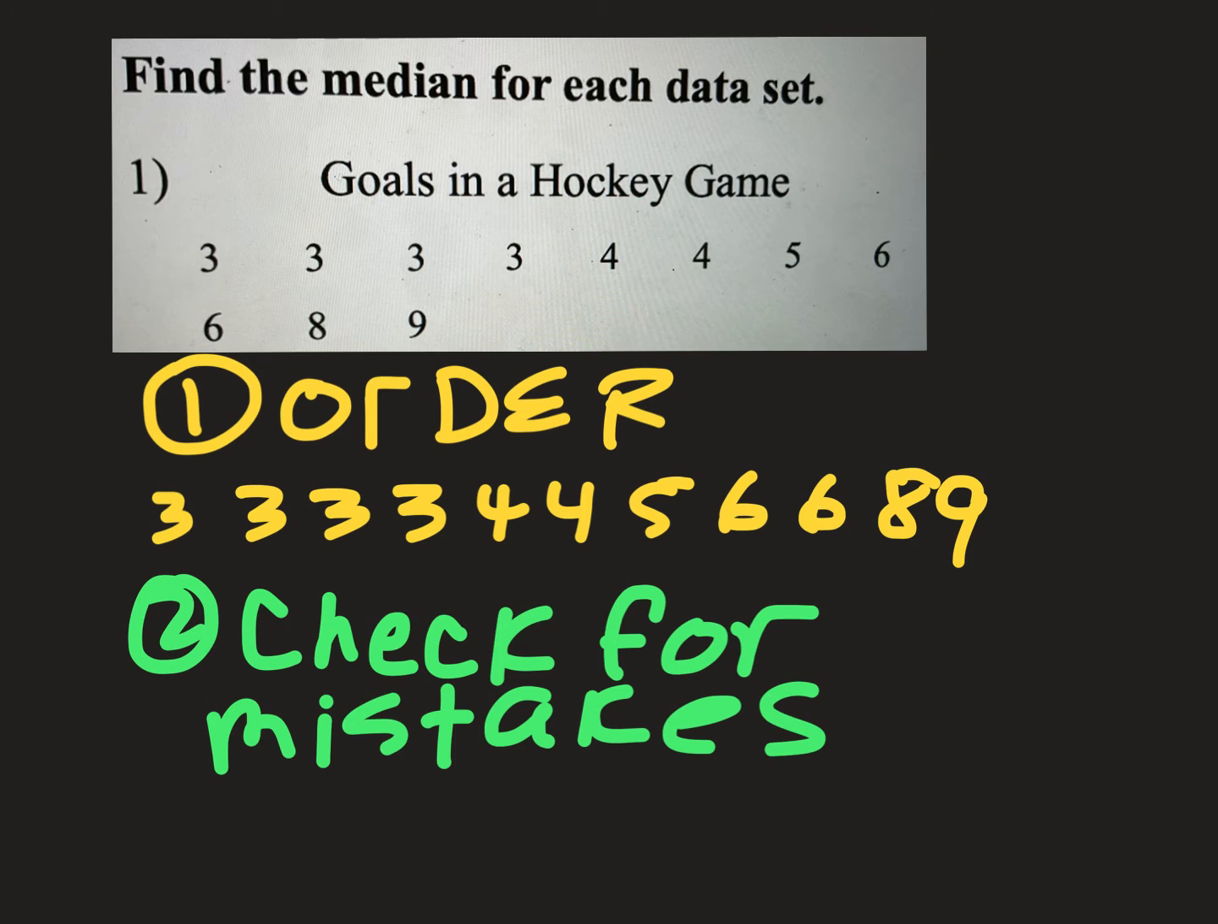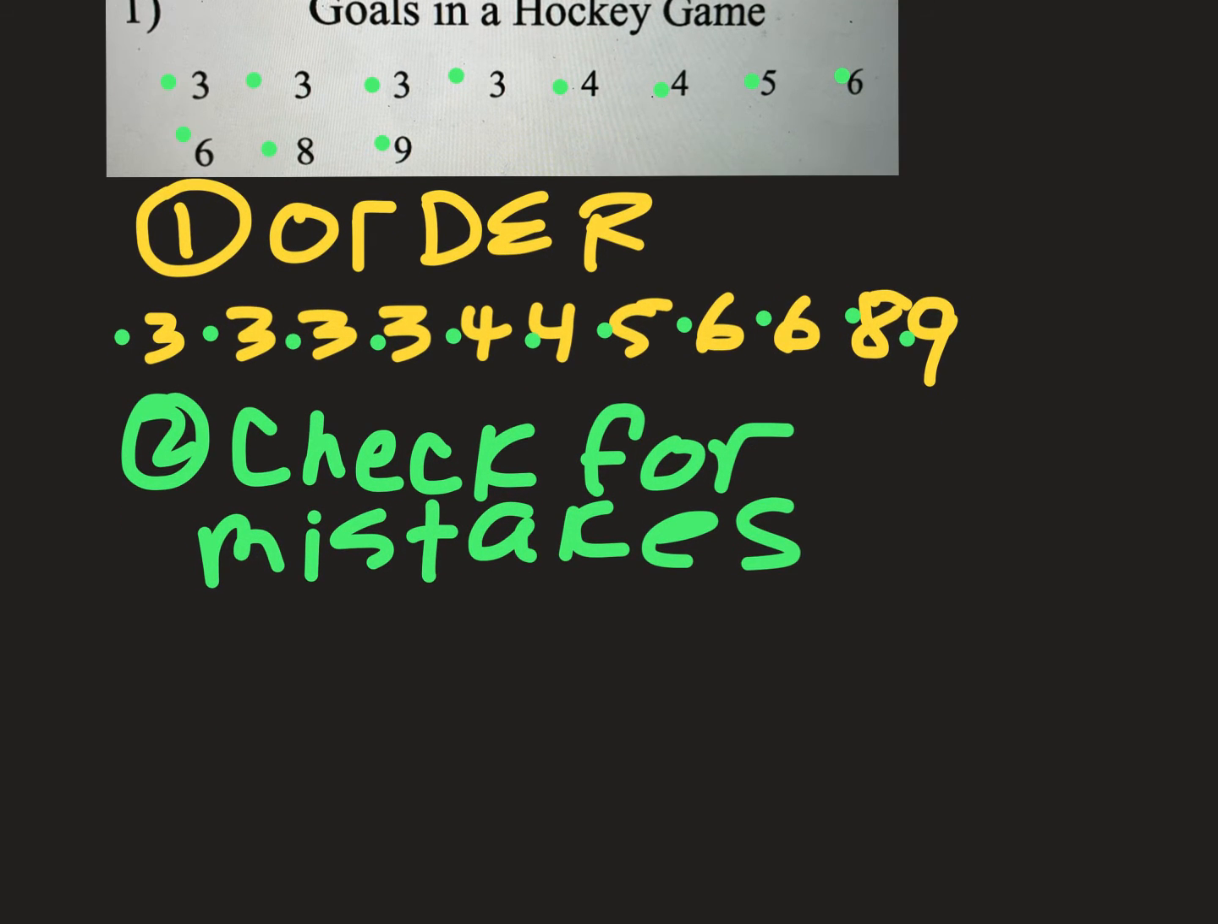So did I actually get every number? I have 1, 2, 3, 4, 5, 6, 7, 8, 9, 10, 11 numbers written down. So I'm going to make sure that I have 11 numbers in my original list. So 1, 2, 3, 4, 5, 6, 7, 8, 9, 10, 11. All right. So it looks like I didn't make a mistake putting it in order from least to greatest. So step 2, well, I guess I should call this step 3, obviously, is find the middle.